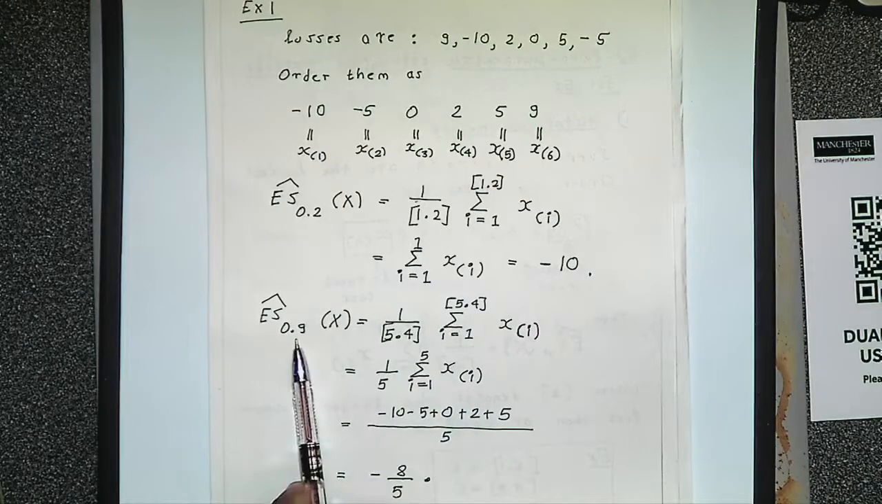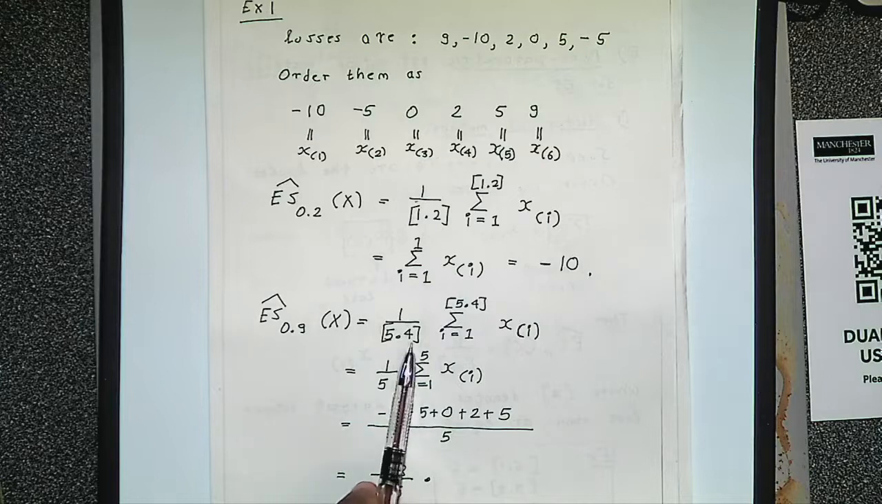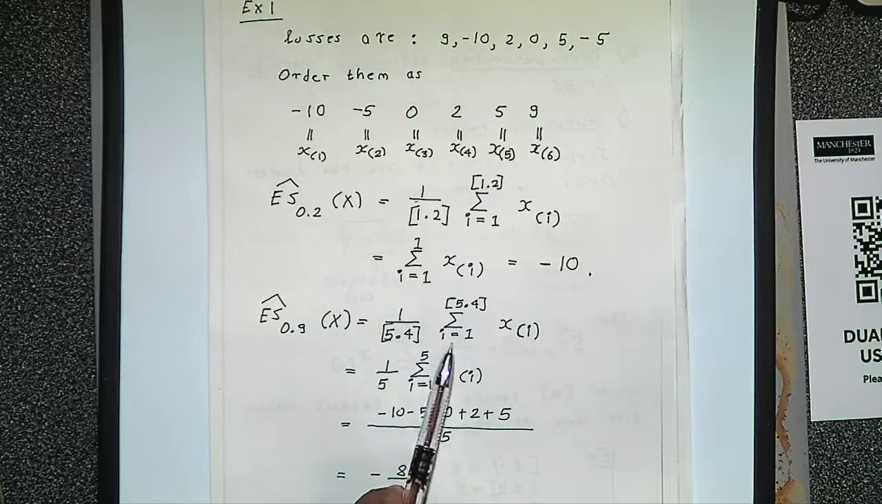So this is the same example with p equal to 0.9. So if p is 0.9, then n times 0.9 is 5.4, right? Okay, so you have a bracket of 5.4 and i from 1 to the bracket of 5.4, which is 5, right? So you get this answer here, minus 8 divided by 5. So that's the historical methods.